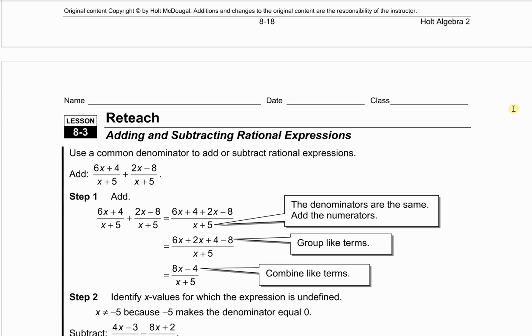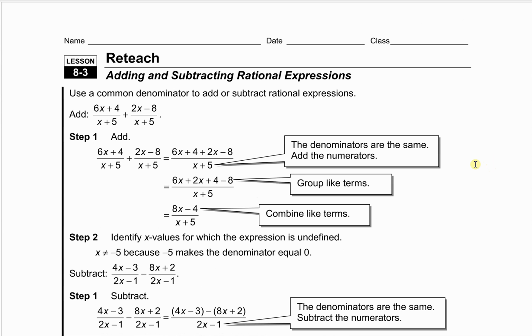Hey guys, welcome back to another exciting, fun-filled Algebra 2B lesson. This time we're going to talk about adding and subtracting rational expressions.